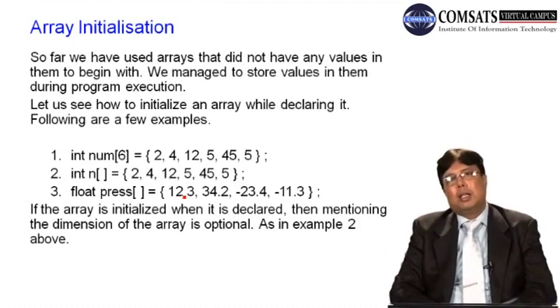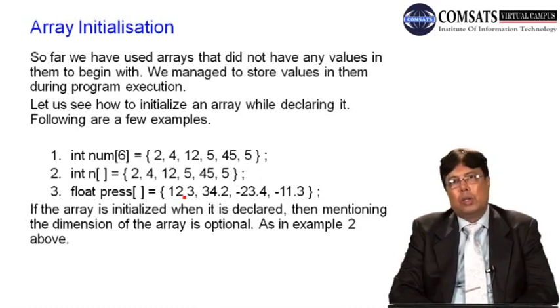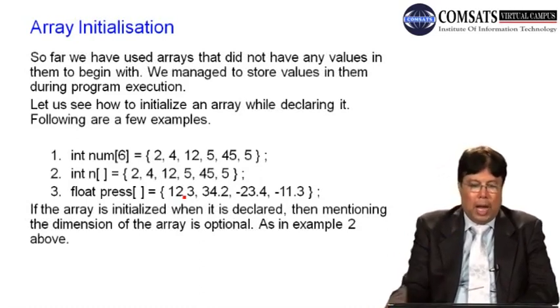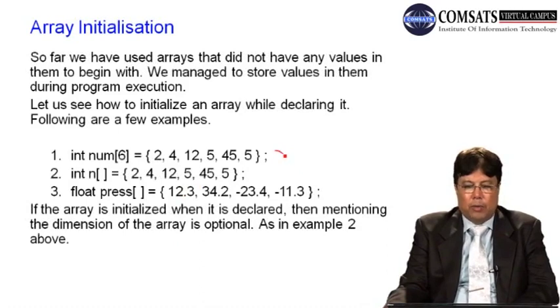We can initialize it later also, but at the time of declaration we can also initialize an array. So I have given here 3 examples. Example number 1, int num[6] = {2, 4, 12, 5, 45, 5}. So this is num[0], num[1], 2, 3, 4, 5. Here in the next example I have not provided the size, but I am providing the data: 2, 4, 12, 5, 45, 5.